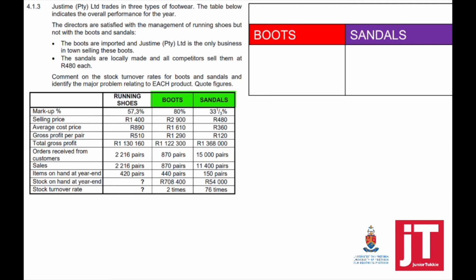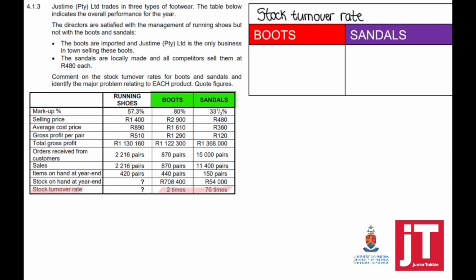Comment on the stock turnover rate for boots and sandals and identify the major problem relating to each product. Quote figures. So number 1, it's important you should eliminate running shoes. They've only asked you to look at boots and sandals. They are happy with the way things are being managed with regards to running shoes. So the focus is on boots and sandals. So I'm going to start by looking at the stock turnover rate.